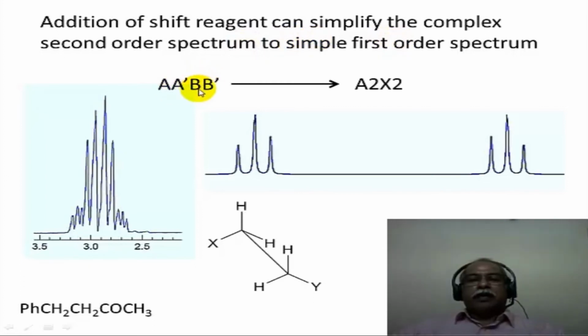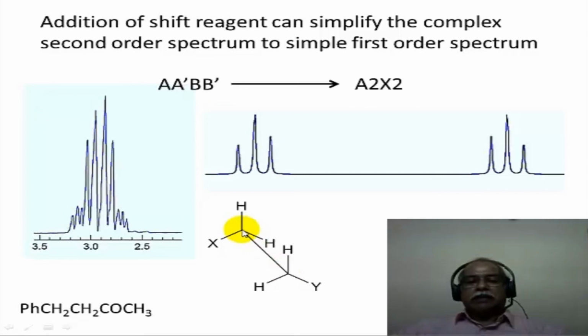Another example would be an AA'BB' spectrum, which is a fairly complex spectrum. Take the example of the CH2 which would appear as the AA'BB' spectrum in this particular ketone. Indeed, it appears as a multiplet as shown in the spectrum here. When shift reagent is added, it will complex to the oxygen lone pair. As a result of that, now the chemical shift is going to be spread out, and this will essentially become a first order system, because the chemical shift difference between the two CH2s is going to be much more when the shift reagent is added.